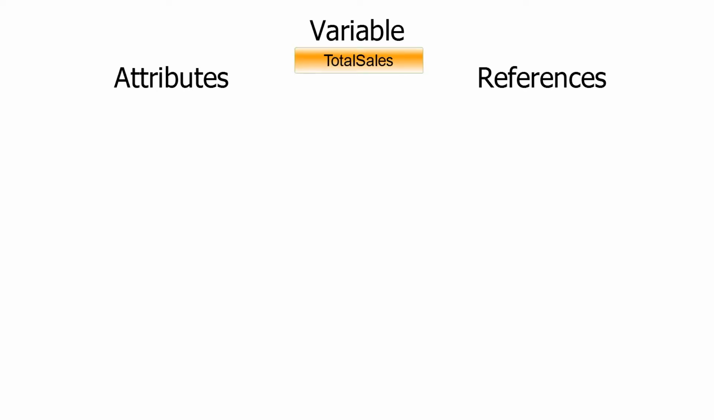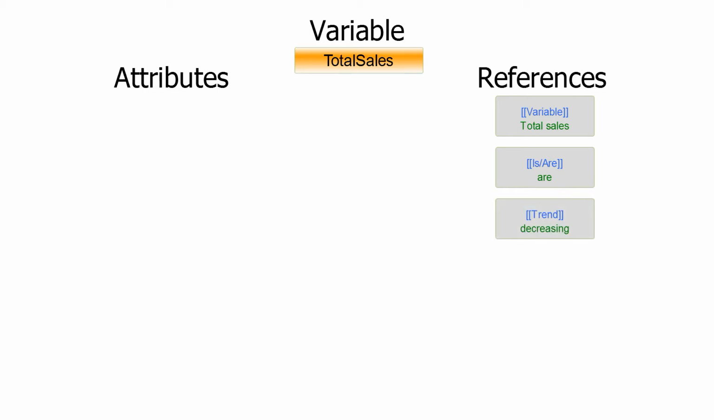References are the most basic building blocks gathered from our data. Within the variable total sales, Dynamo MC has run some calculations on the total sales data that we loaded. From these, it has built some references that are stored within this variable. This may be the direction of change, the amount of change, or the correct name to use for a label.